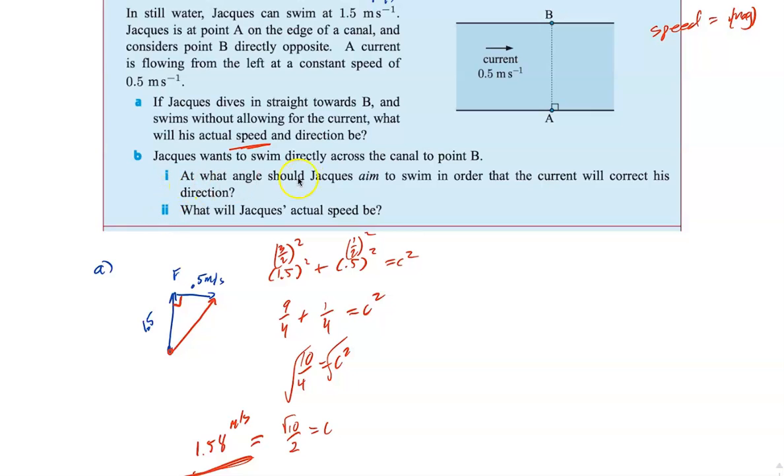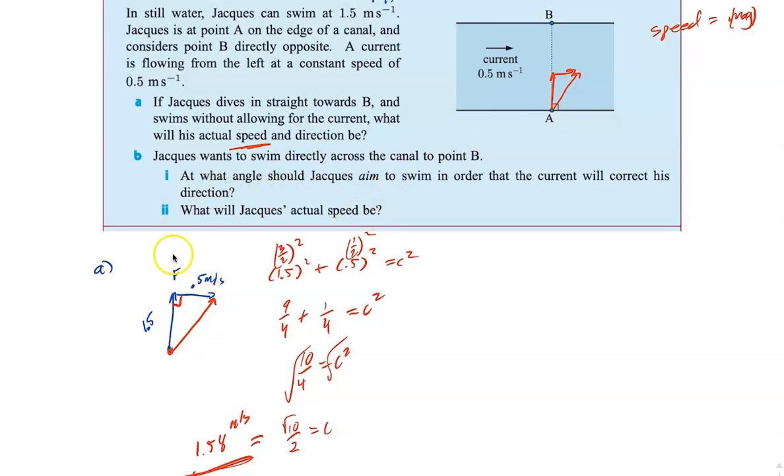Let's go to B. Jock wants to swim directly across the canal to point B. So he wants to swim over there. At what angle should Jock aim to swim in order that the current will correct his direction, right? If you see right now, I started off here. I'm actually going this way, then going that way. So we're actually off kilter. He's going to hit somewhere over there. So we've got to adjust that angle.